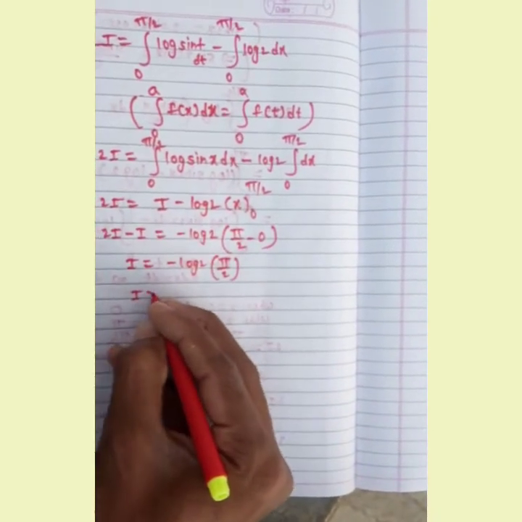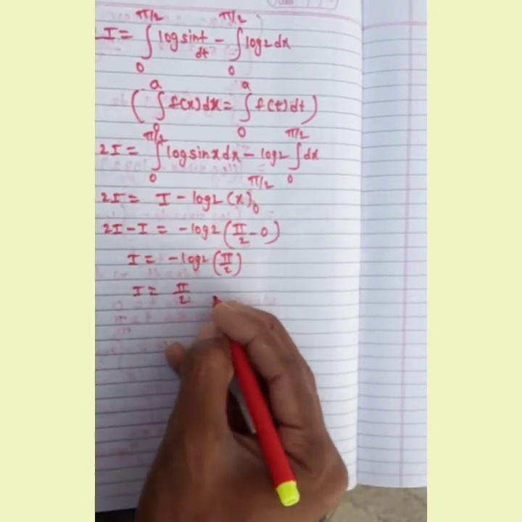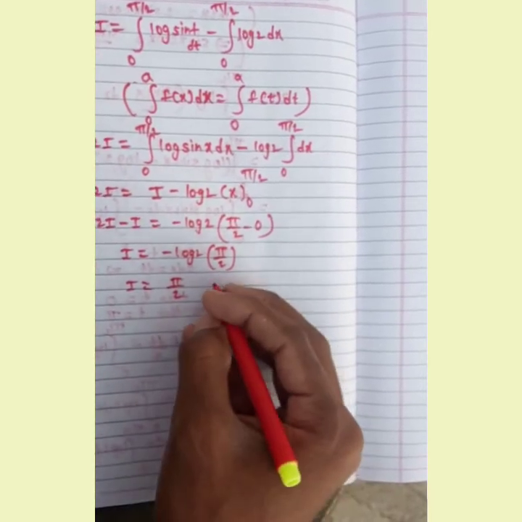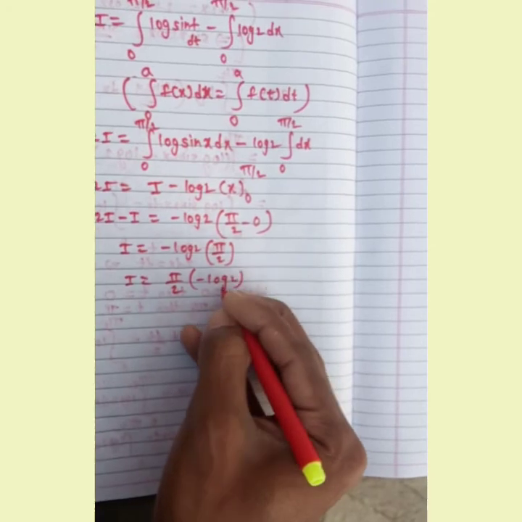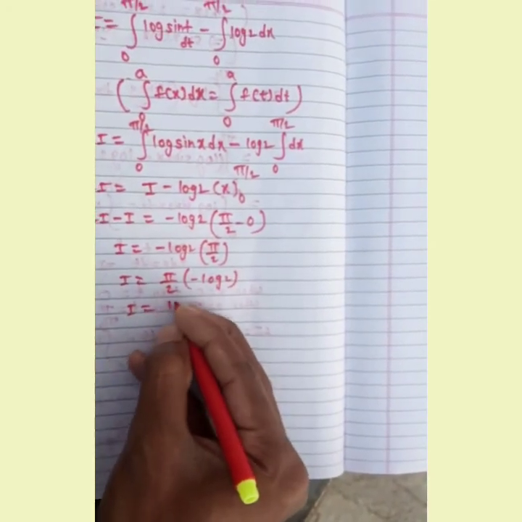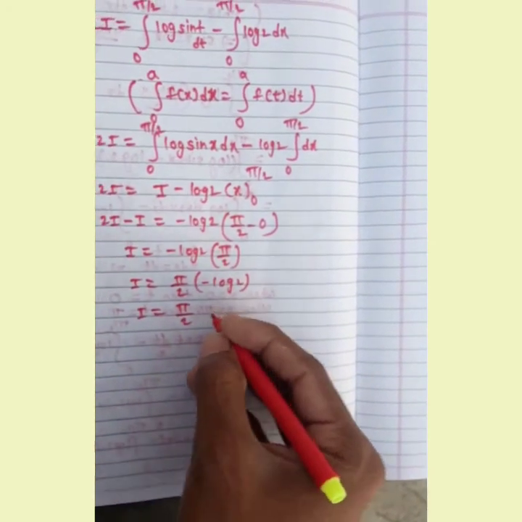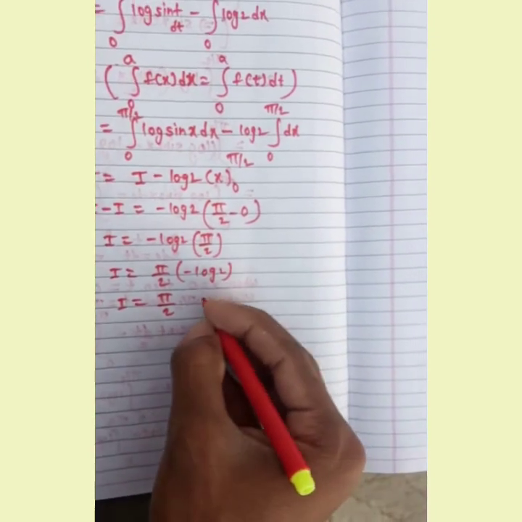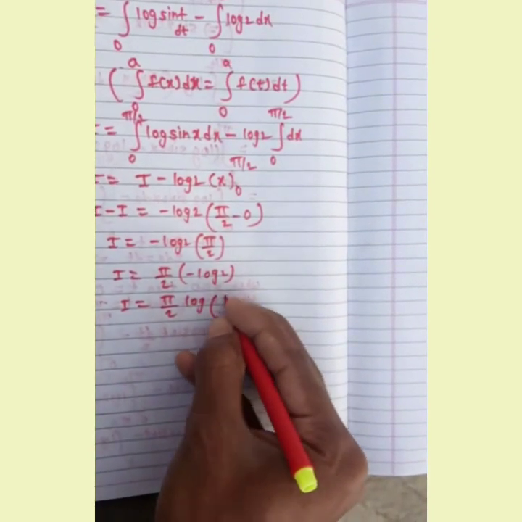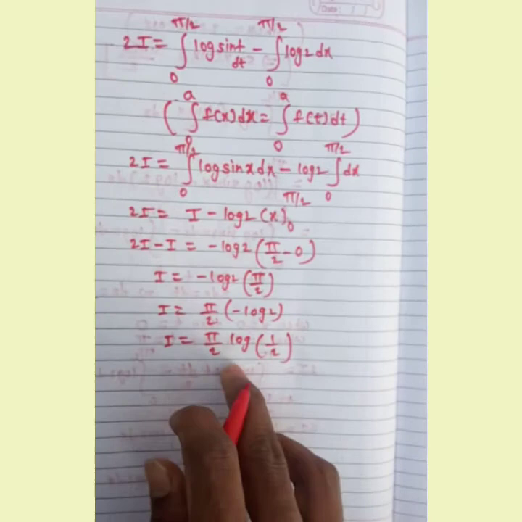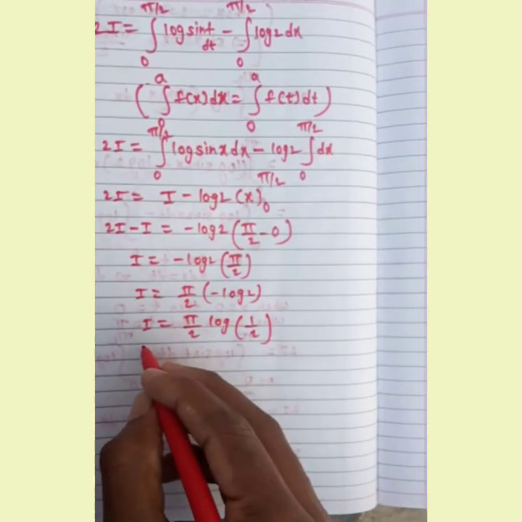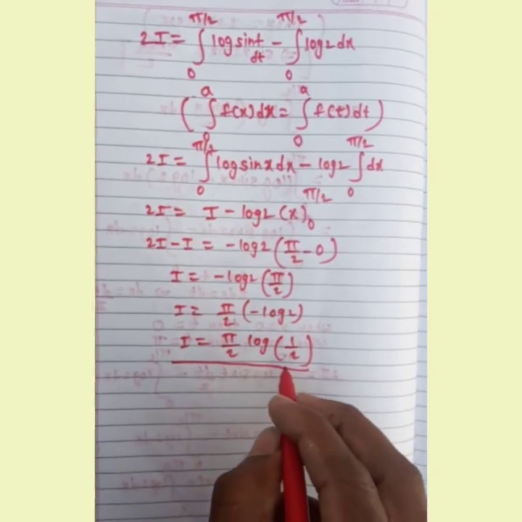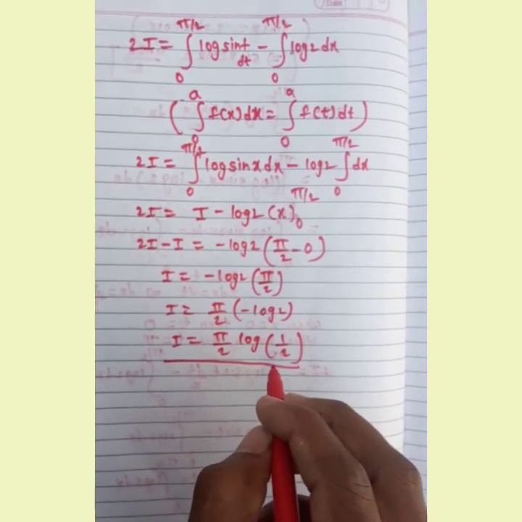This pi by 2 is a constant, so we will take it on this side, and here we have minus log 2. So I equals pi by 2 times minus log 2. We know that minus log 2 equals log of 1 by 2. It is also one of the properties of logarithm. So I equals pi by 2 log 1 by 2 is our final answer.